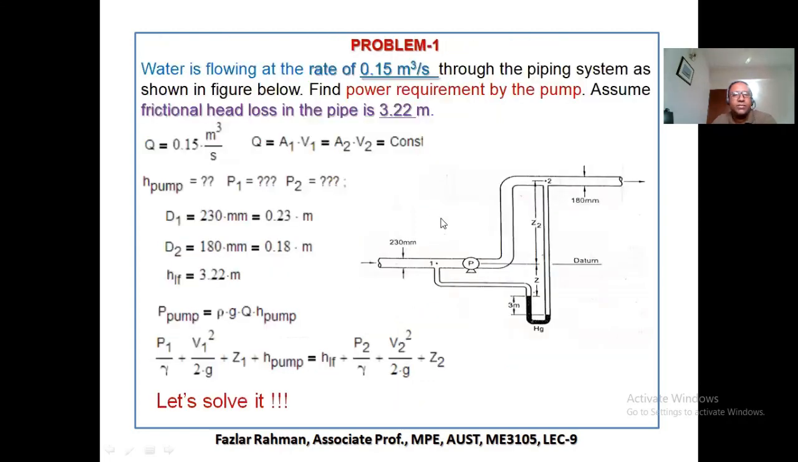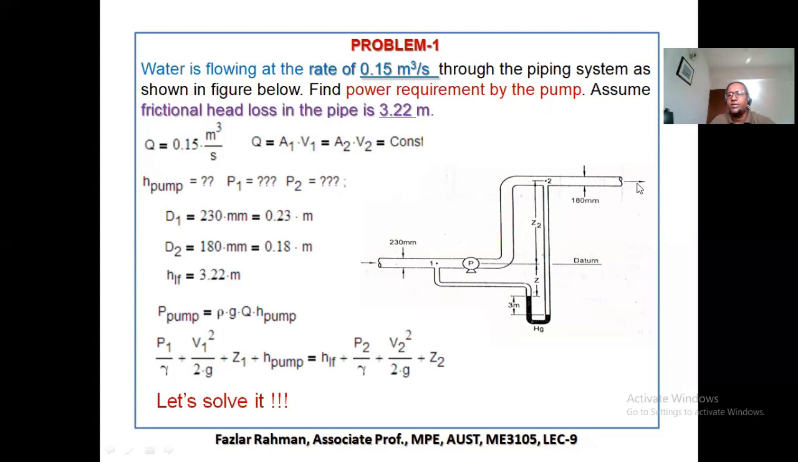Okay, now we can solve a problem. You see right over here, kind of a pump. Right over here is a pump. Say water coming from river or some other source, entering the pipe at point 1. And right over here, diameter of the pipe is given 230 millimeter. And you add a pump, then it is going through a certain height, Z2. They are not saying how much the Z2. Then leaving the water through the outlet.